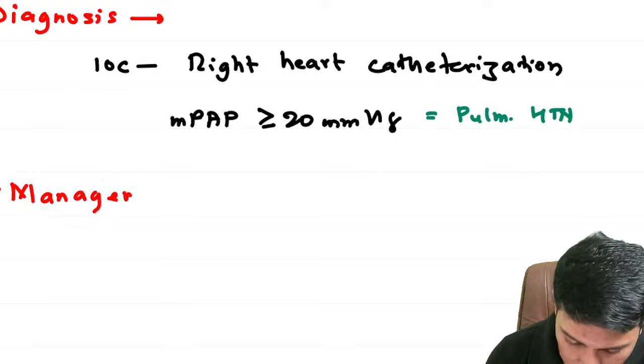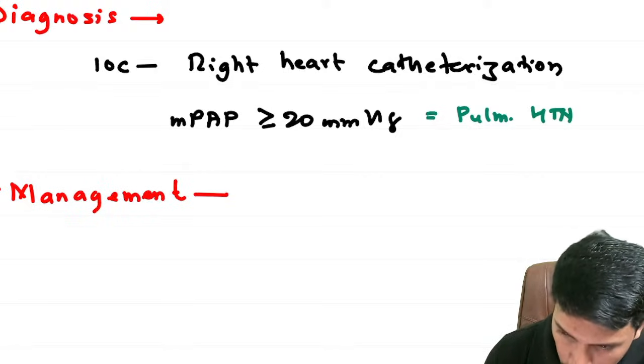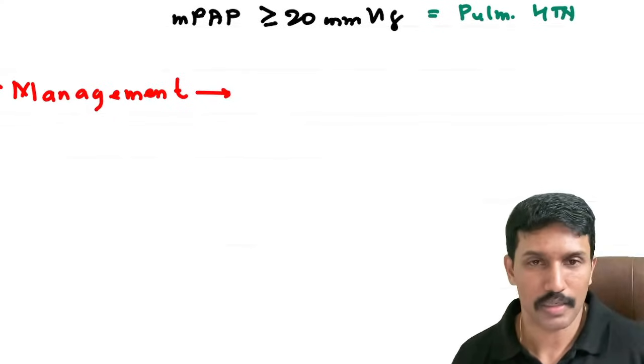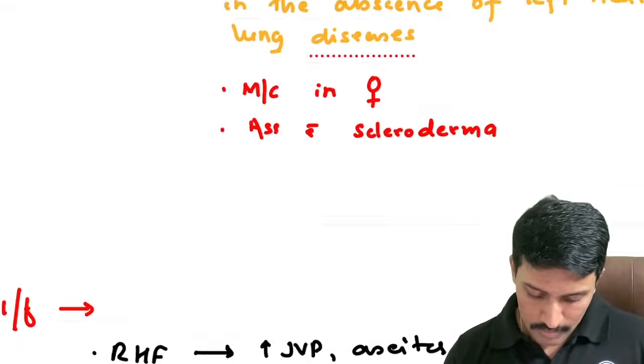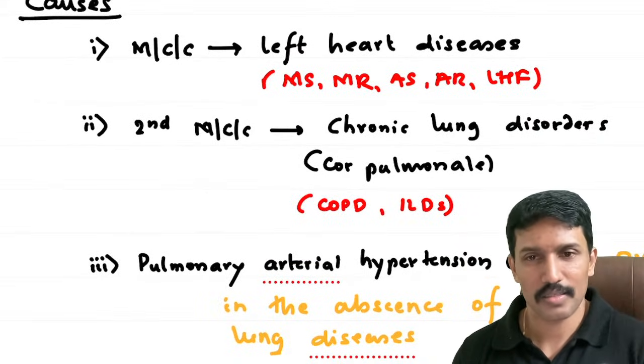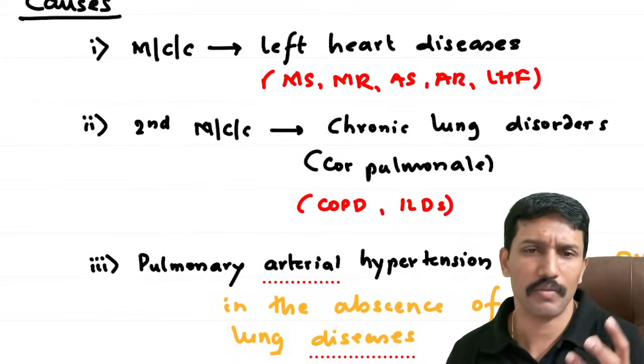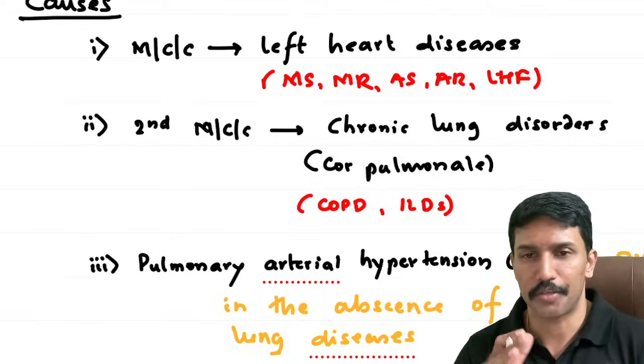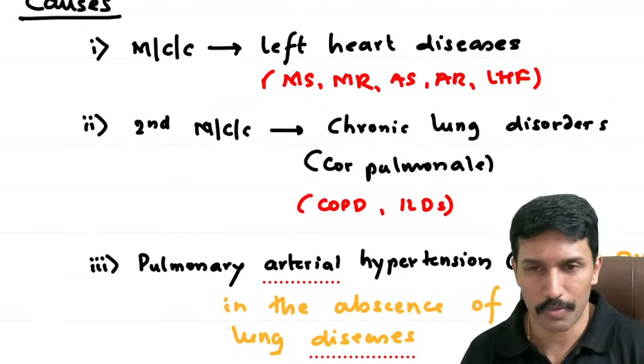We will keep the management a little simple. When we are talking about the management of pulmonary hypertension, first thing is we learned about three major causes. Left heart disease as the most common, lung disease as the second most common, and relatively less common is pulmonary arterial hypertension, where neither left heart nor lung has a problem.